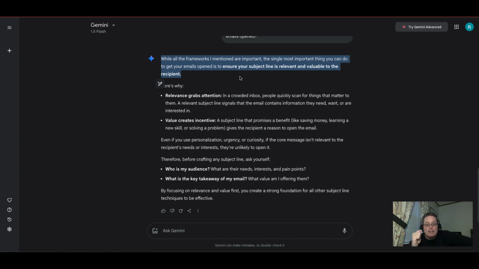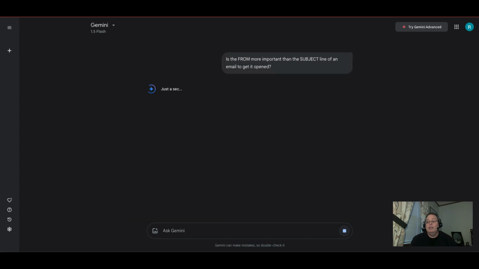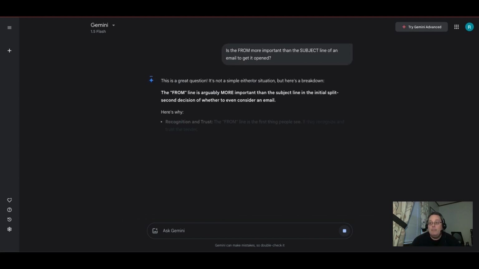If your email has something valuable in it, your subject line could be blank because they're going to open it, which leads me to the next thing that you need to understand about email subject lines and the aspects or the elements of the email.